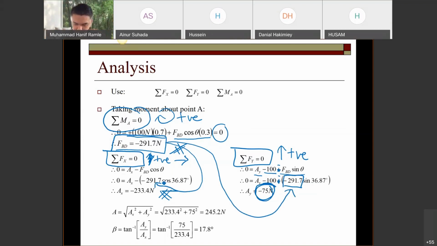Right, same answer, but positive, not negative. So if you use this minus, you will get Ay equal to positive 75. Yes. Okay, so please use this one, because there is an error here. This should be minus.